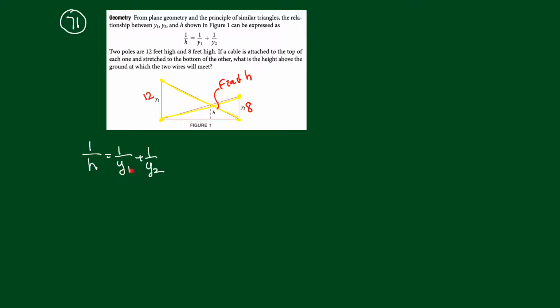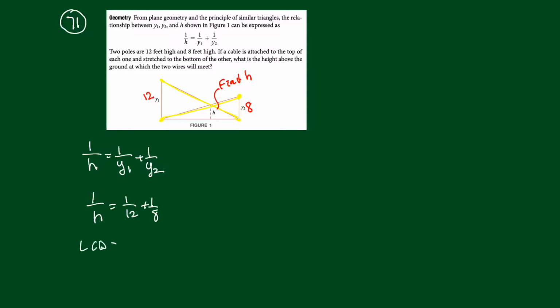Now those subscripts, these subscripts are just names. They don't compute at all. It's just not like y squared. It's just the second y, the first y, right? So the first y value is this one, that's a 12. The second y value is that one, that's an 8. So we are going to get 1 over h is equal to 1 over 12 plus 1 over 8.